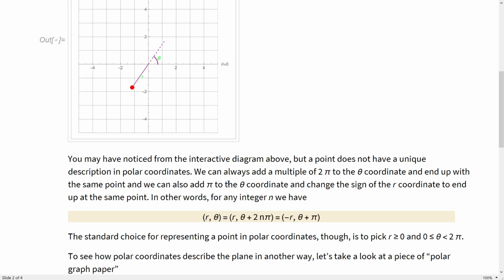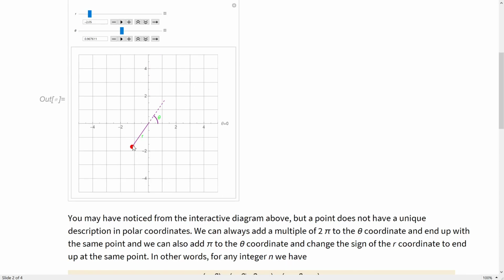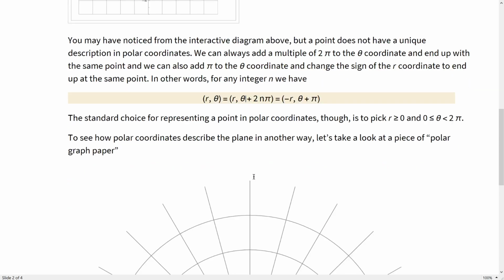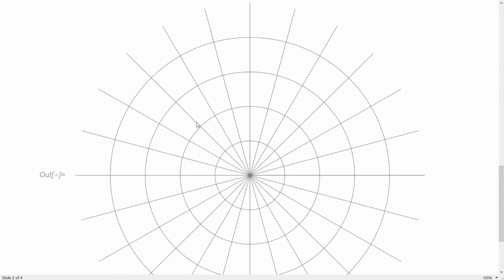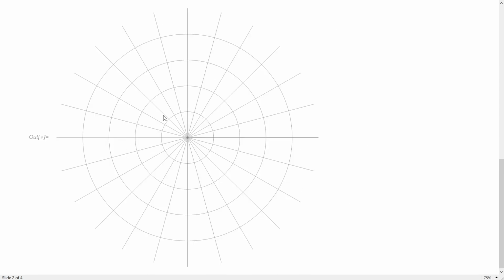Rectangular coordinates give us graph paper that looks like a bunch of squares. What we get with polar coordinates are these circles here. Let me shrink this a bit. We get a bunch of circles. These represent the different r values, like r equals 1, r equals 2, r equals 3, r equals 4.